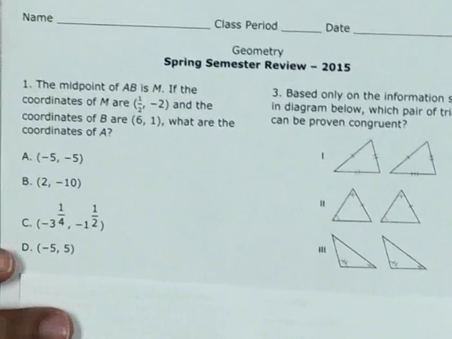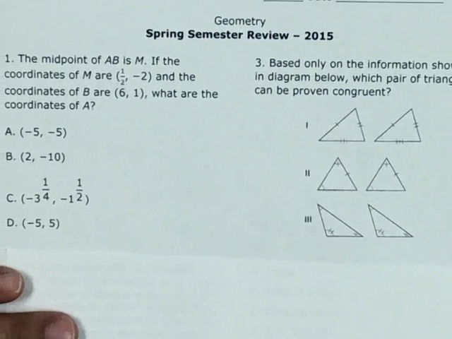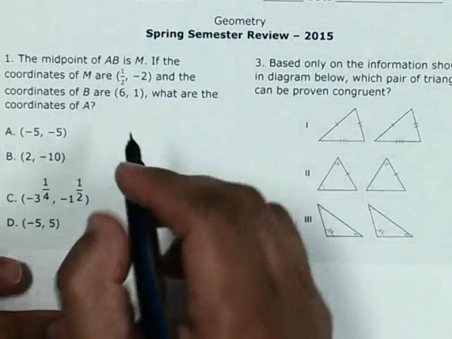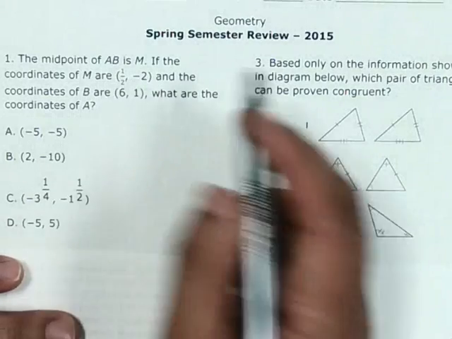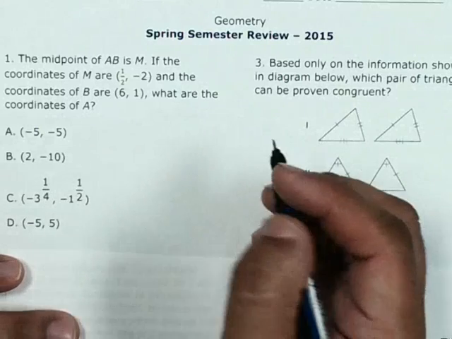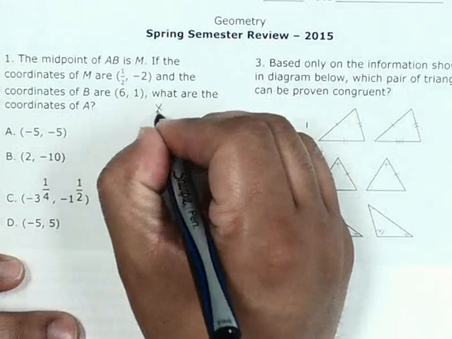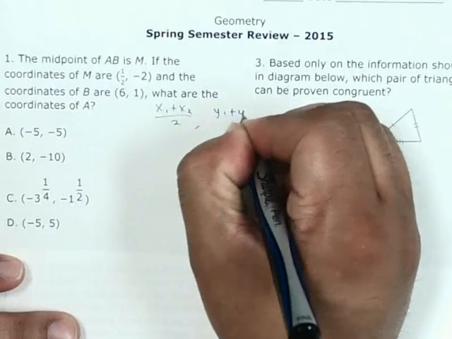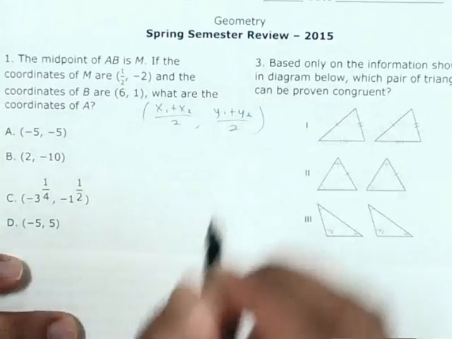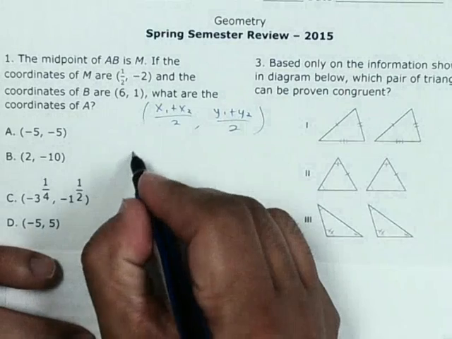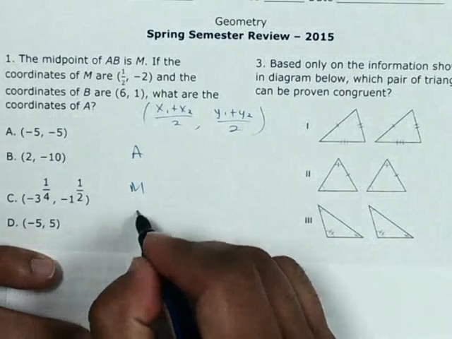Alright, we're going to start on the semester review, go over these "Check Yourself" problems. The midpoint of AB is M, the coordinates of M are (1/2, -2), and the coordinates of B are (6, 1). Find the coordinates of A. Now, there is a midpoint formula: (x1 plus x2) over 2, and (y1 plus y2) over 2. You can solve it that way using algebra. I'm just going to do it the way we did it in class, A, M, and B.